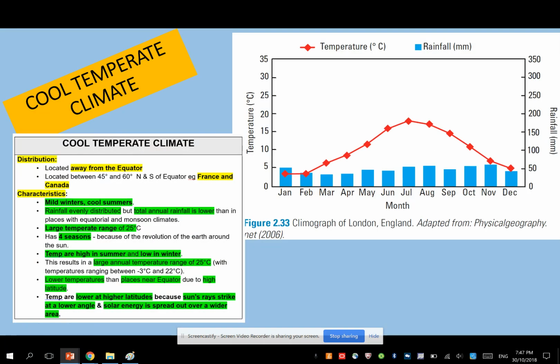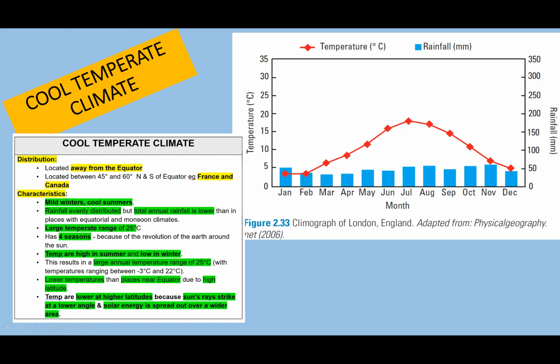Cool temperate climate. They are located away from the equator.